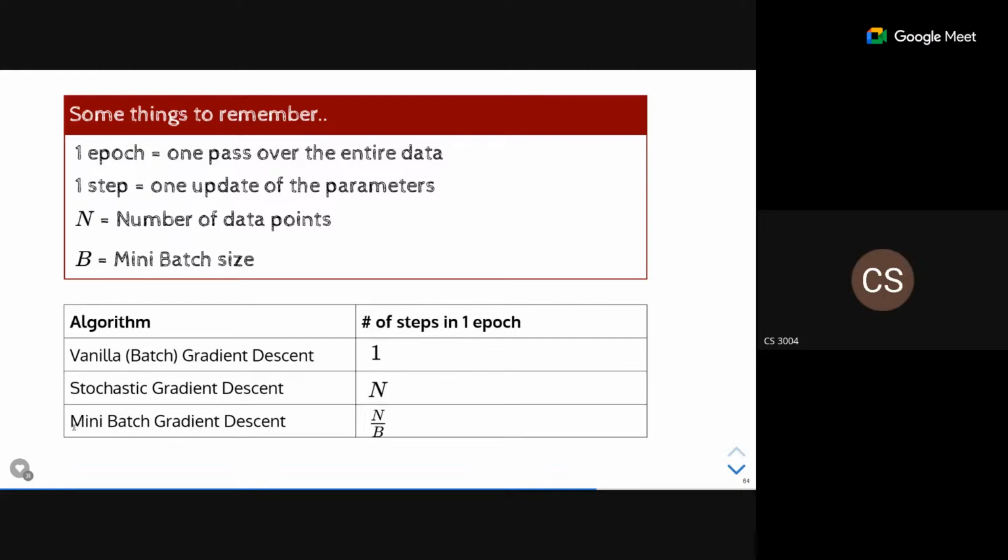But you can also choose a midway, where you don't want to give all the data points and don't want to give just one, and you want to generalize better. So you give some amount, like 50, 100, 200, depending on your use case. That is called mini batch. You can decide the mini batch size and give it. So that's mini batch gradient descent.